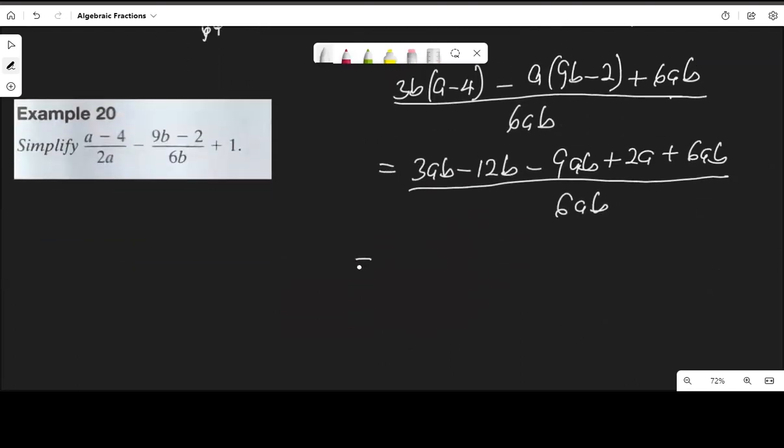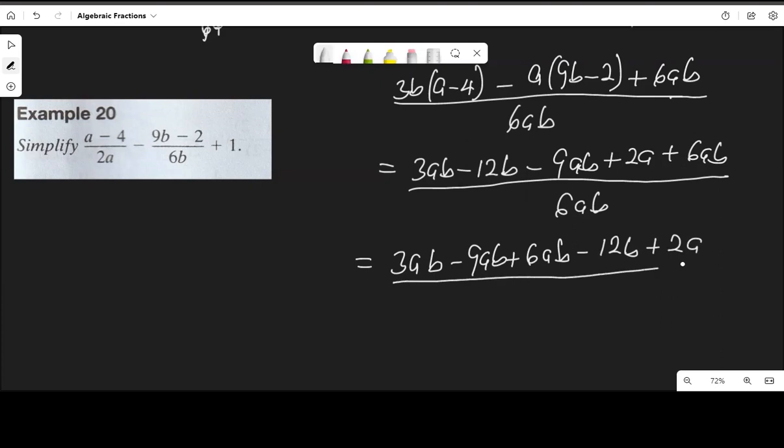Let's collect like terms. 3ab, 9ab, and 6ab. They are all like terms, so let's bring them together. 3ab minus 9ab plus 6ab. Then 12b, there is no like term to that. And 2a, there is no like term to that. So they are alone, all over 6ab.